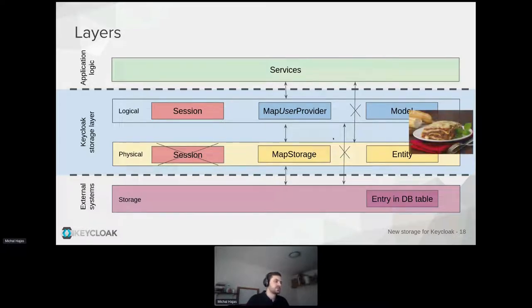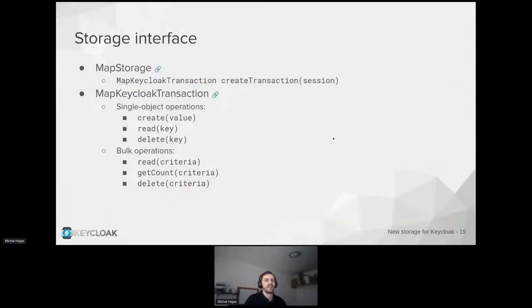We changed the spaghetti into the lasagna. And so how the physical layer looks like, it has just a few interfaces, as I said before. One of them is map storage, and this map storage has only one method, which is create transaction. And then this transaction contains all the methods I mentioned before. So it has some single object operations and then some hub operations.